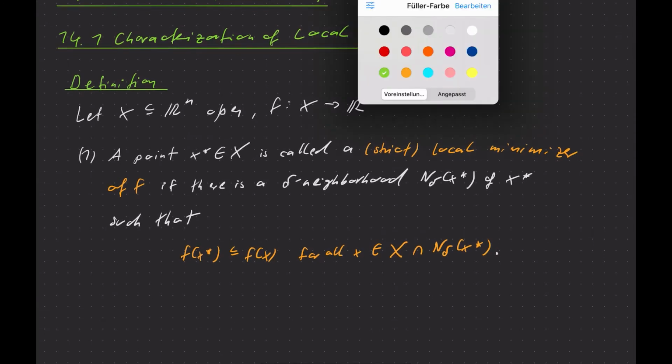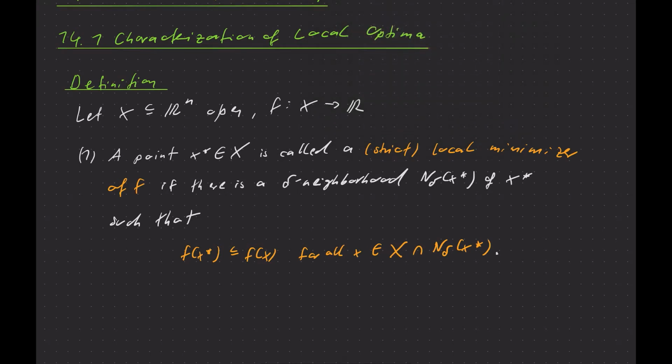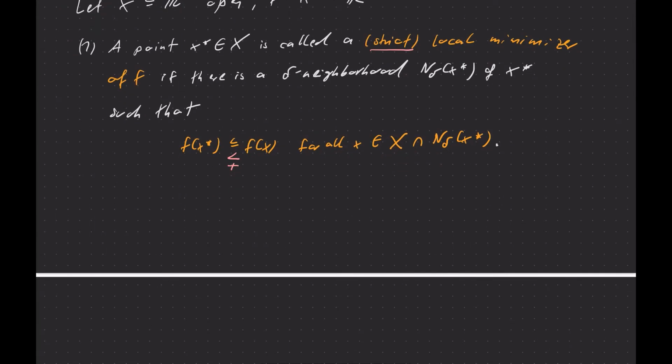The strict part here, that of course holds if and only if we have strict inequality without the possibility of the function values being equal. Okay, so that's a minimizer. The definition of a maximizer is analogous to that one, so that's part 2.